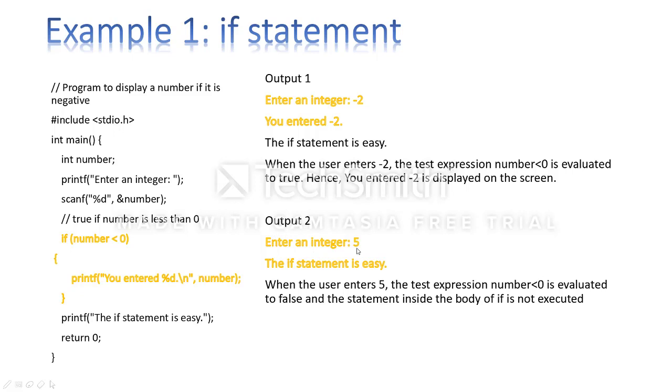Enter an integer, for example I am entering the value 5. Is 5 less than 0? It is false, so we don't print the statements, we don't enter into the body of the if condition, we go directly to this printf. So what is the output here? The if statement is easy, so this is the output directly. So this is an example for implementing the if statement.